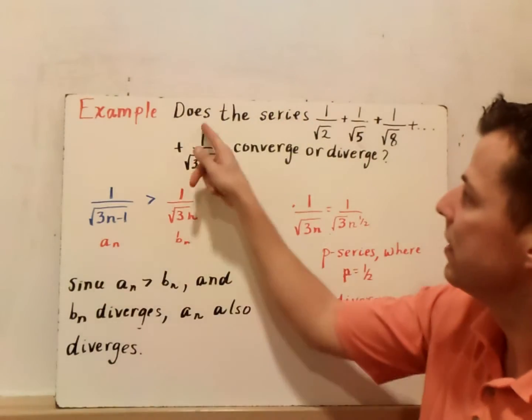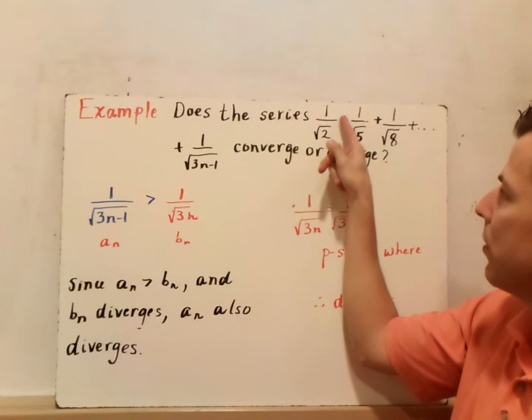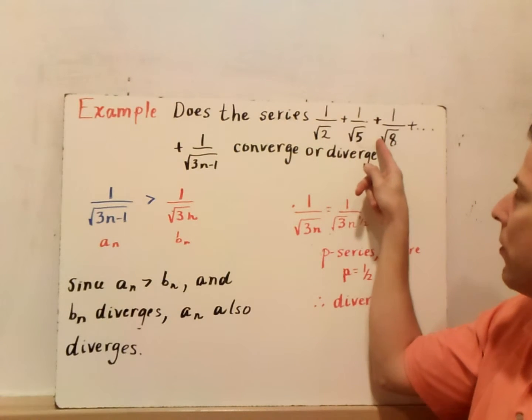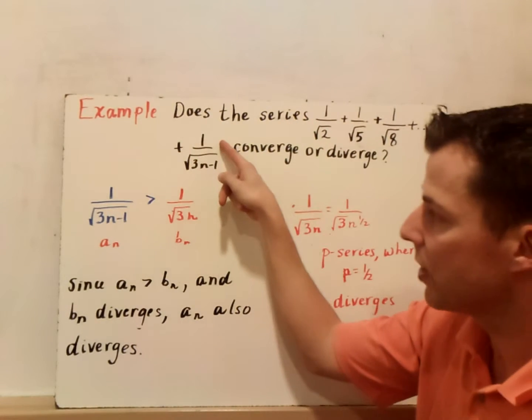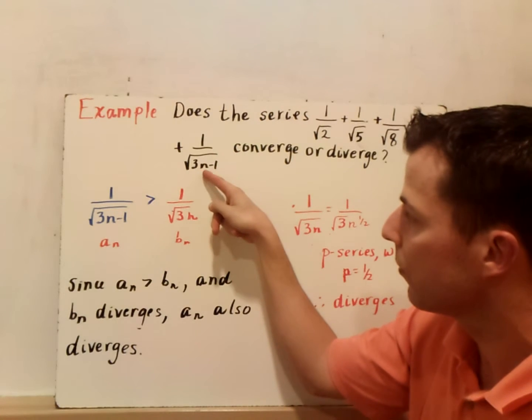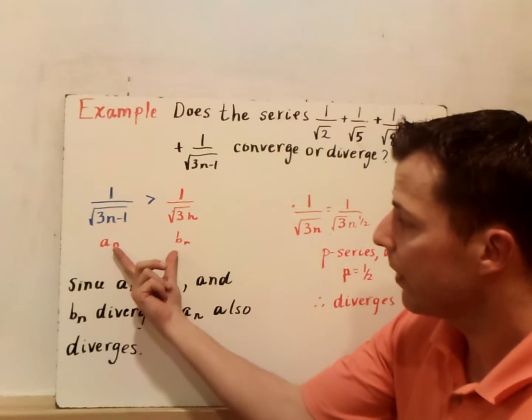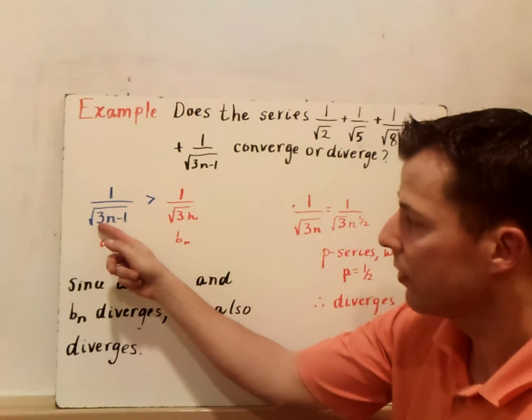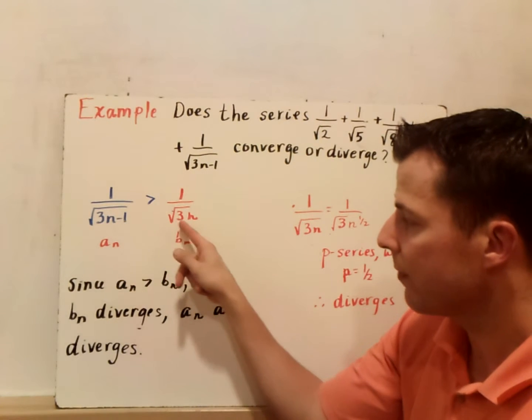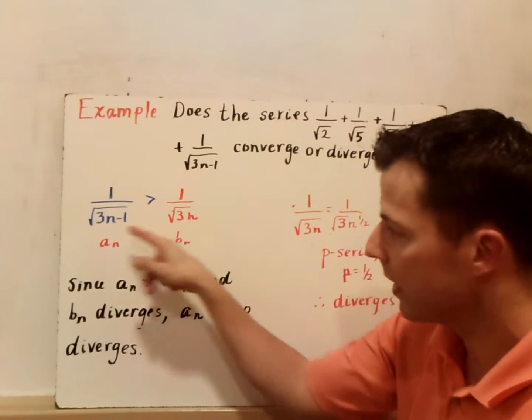And finally, does the series 1 over root 2 plus 1 over root 5 plus 1 over root 8 plus and so on, where the general term is 1 over root of 3n minus 1, converge or diverge? So I compare the two. I have 1 over root of 3n minus 1. I'm going to compare that to 3n. That's the dominant term.